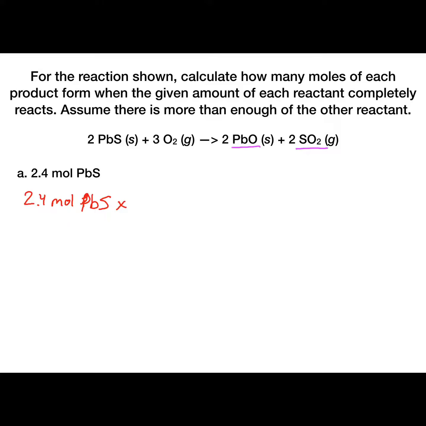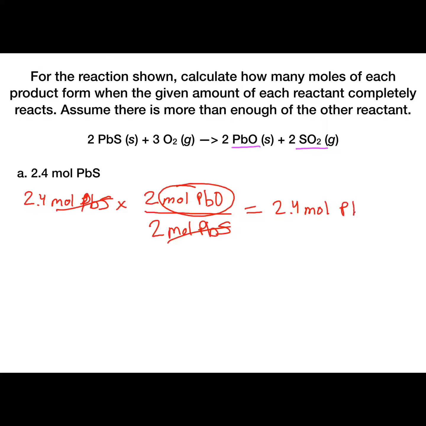So we have 2 moles of PbO for every 2 moles of PbS. Okay, so our moles of PbS cancels out, and we're left with moles of PbO. So when we do the math, 2.4 times 2 divided by 2 is 2.4 moles of PbO.